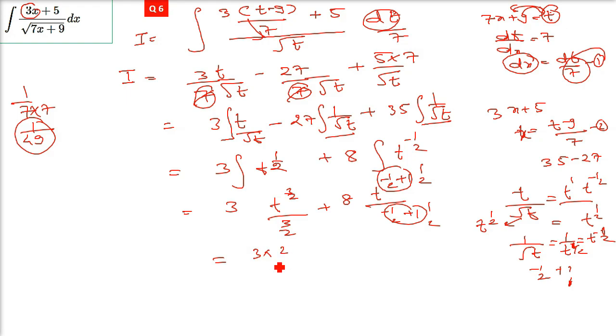So 3 into 2 by 3, t raised to the power 3 by 2, plus 8. This is going to be t raised to 1 minus half, which is half. 1 minus half is half. This goes 2 up. Okay, let us make it easier.